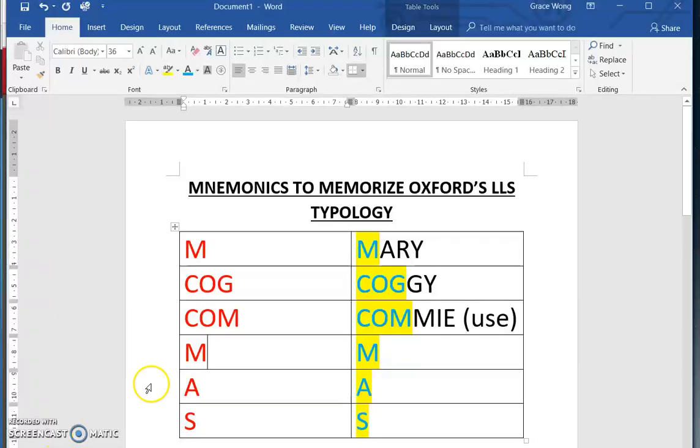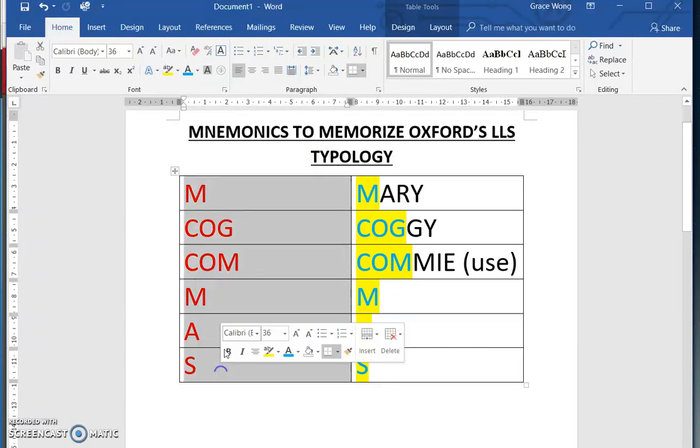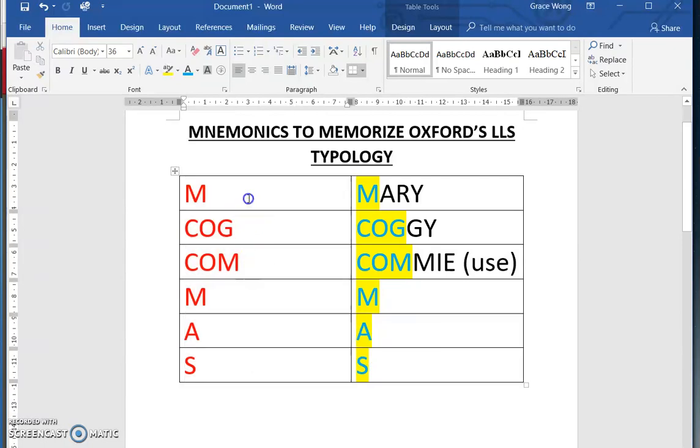So here is my mnemonics to memorize Oxford's language learning strategies typology. We have six key elements falling under direct and indirect. The first three is direct, the second three is indirect. So these are the little phrases that I use to memorize the typology better. For M, I have the word Mary. Here I have corgi. It can be a nonsense word, a word that doesn't have any meaning. In this case, this is a name. Mary, corgi, and call me.